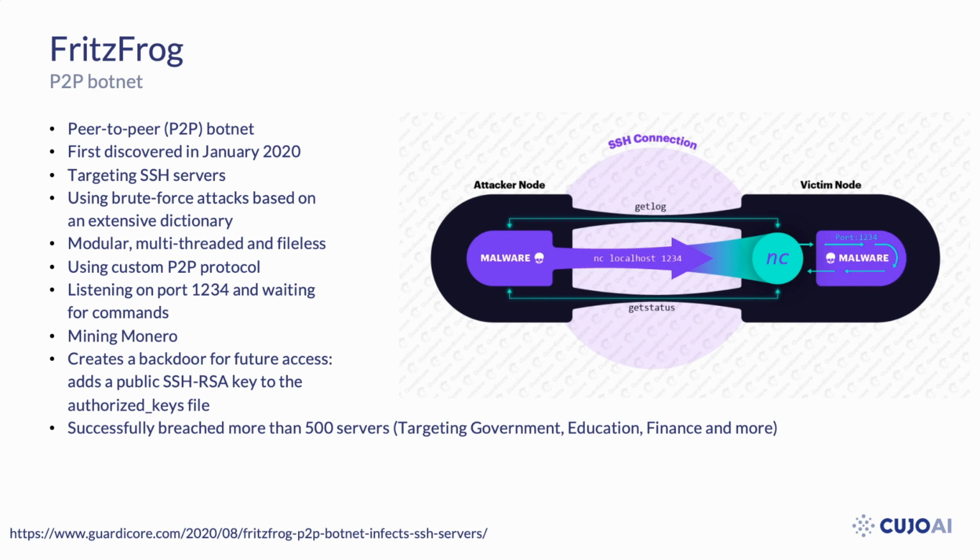It was multi-threaded and basically a fileless malware. It used a custom peer-to-peer protocol. It was also listening on port 1234 and waiting for commands from the server. It also included a Monero mining capability, and finally it successfully breached more than 500 servers, targeting government, education, finance, and other sectors as well.